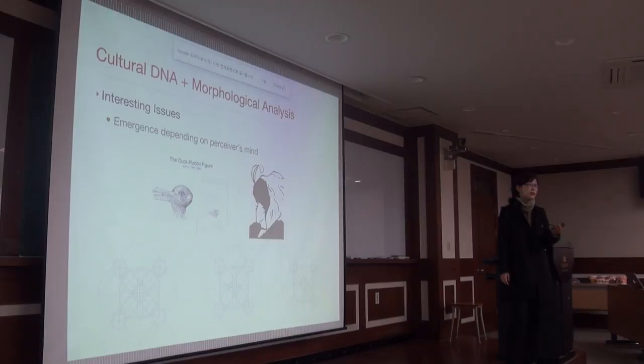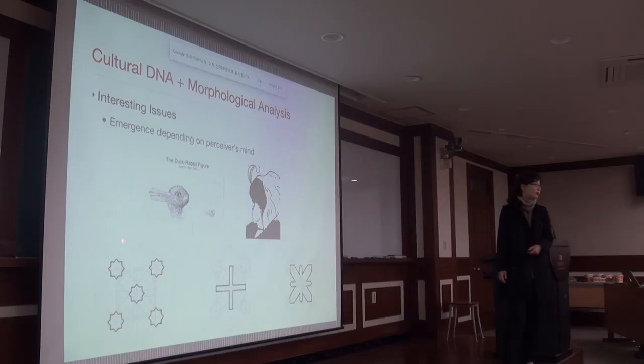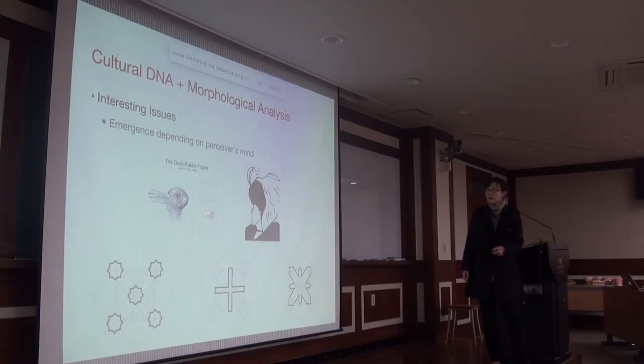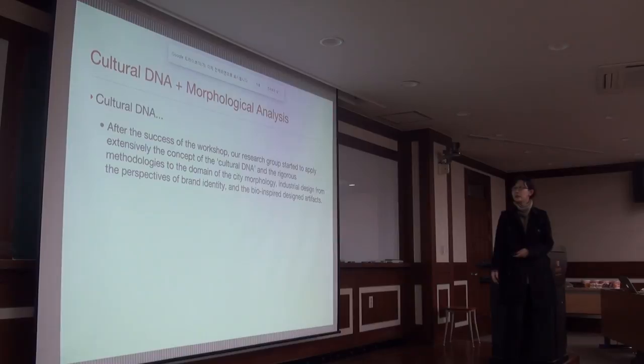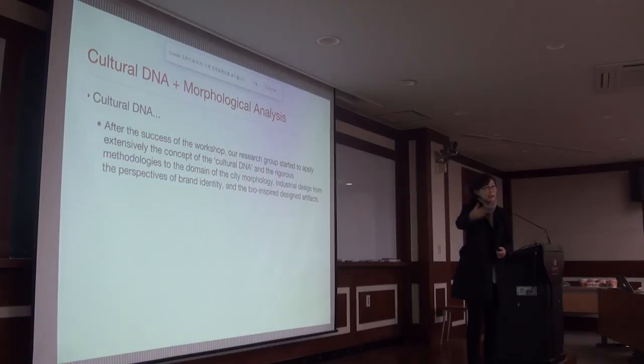So for example, this is the same, but you can see the star or cross or rosetta, right? This kind of subjectiveness: do you see the rabbit or the dog? This is a difficult situation, right? After the success of this workshop, I expanded this idea to another domain.